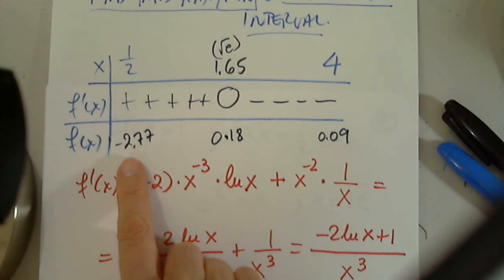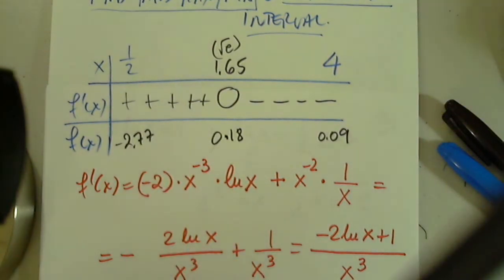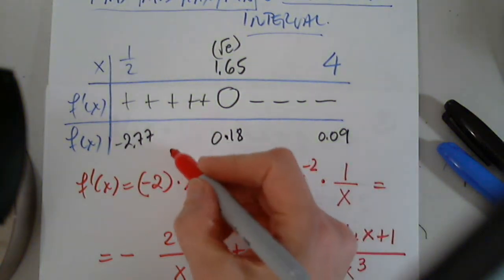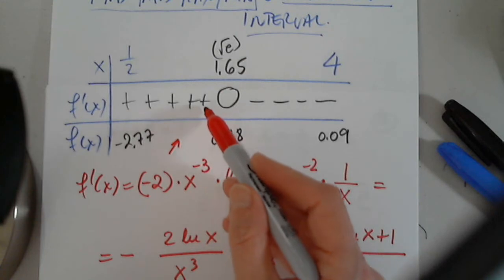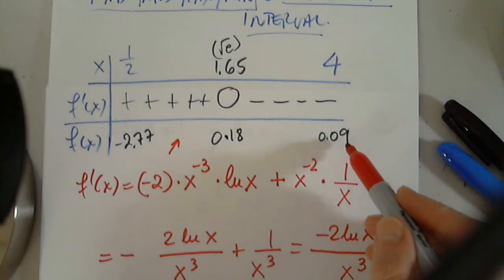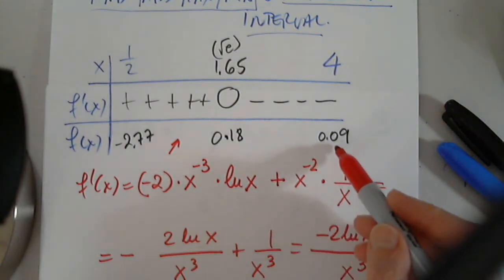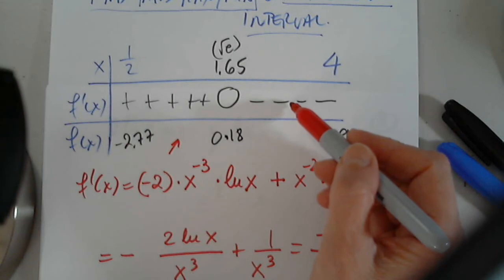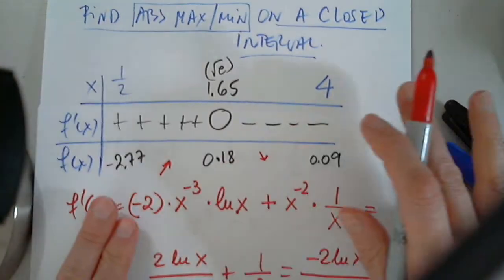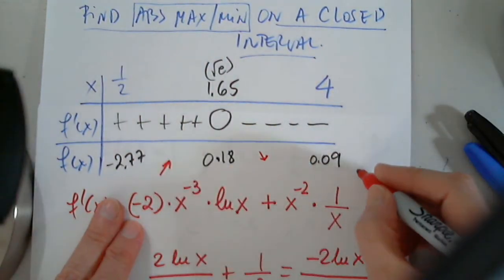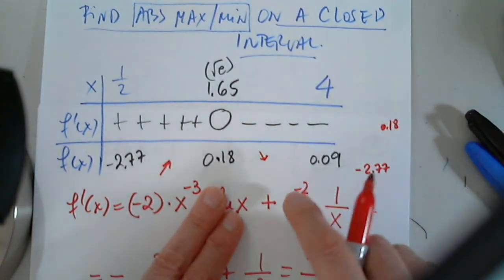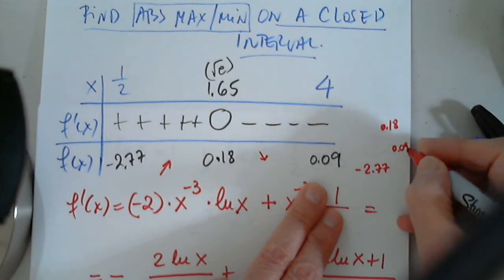From -2.77 to 0.18, what does the function do? Increases. Good. Is that supported by the sign of the derivative? Yes. Perfect. From 0.18 to 0.09, what does the function do? Decreases. Is that supported by the sign of the first derivative? Yes. Good. Which means this is not the graph of the function. I see this altitude as at -2.77. I see this altitude at 0.18. And I see this altitude at 0.09.